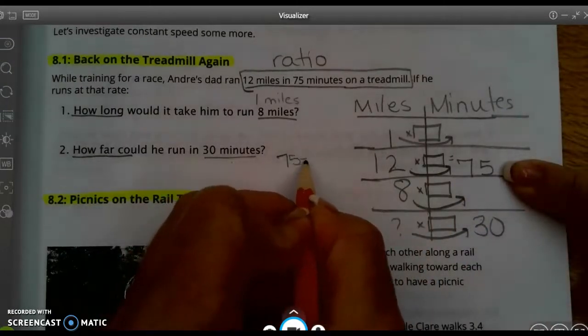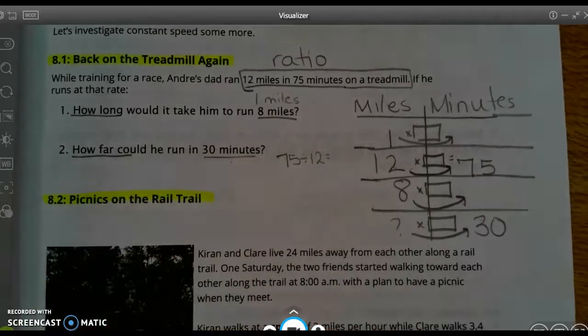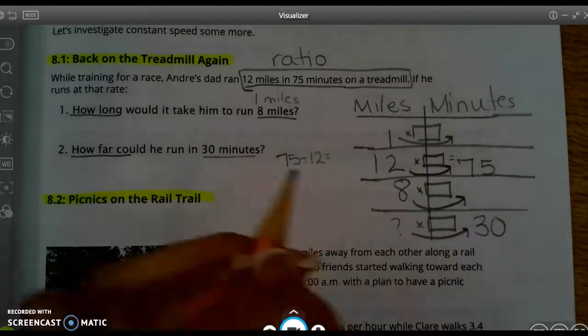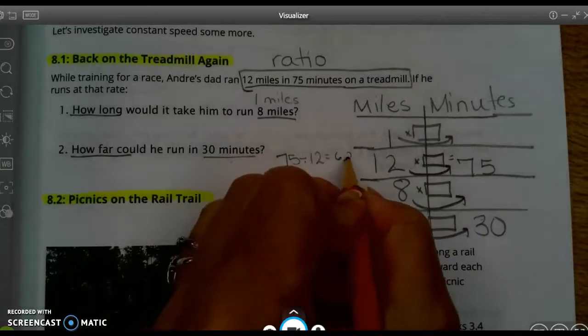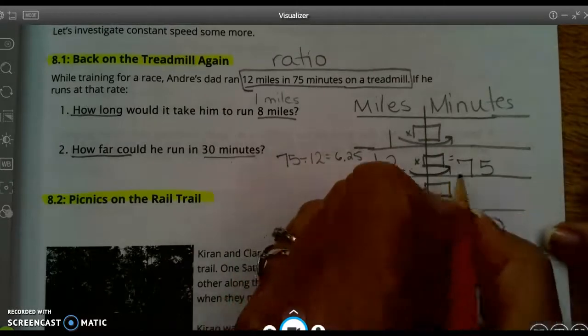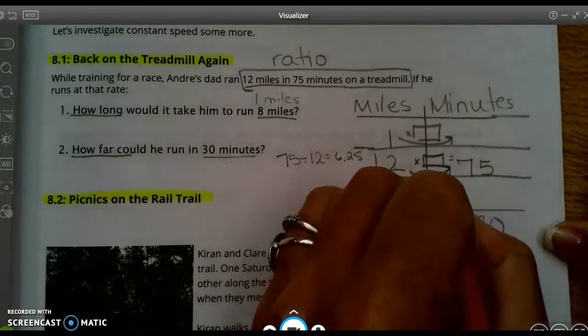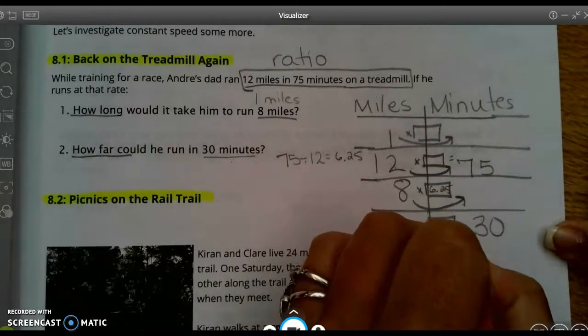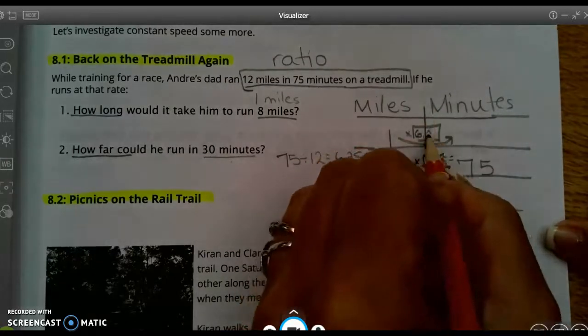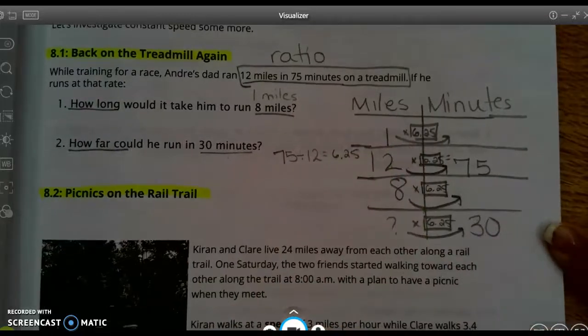And 75 divided by 12 is, let's see, I'm going to put it in my calculator. 75 divided by 12 is 6 25/100. Okay. So what this means is I can fill each one of these in with 6 25/100 because that is my rate.